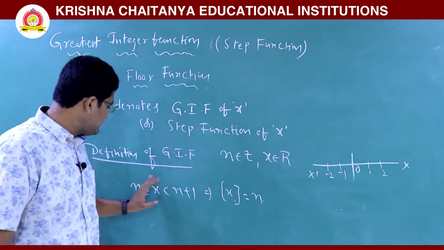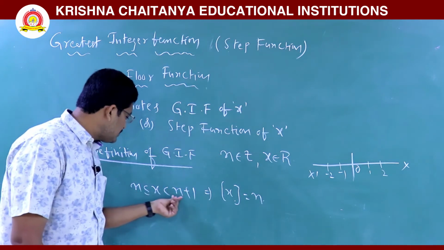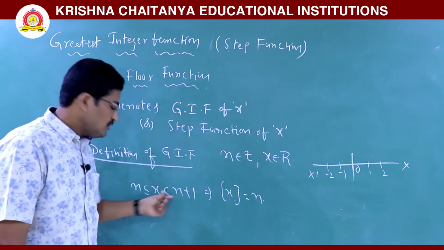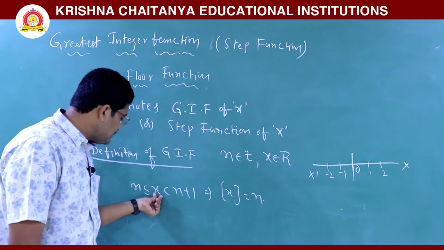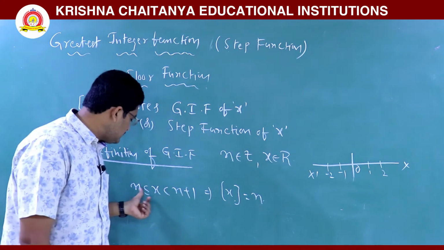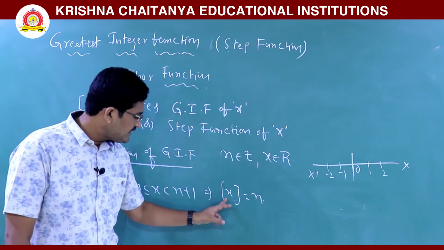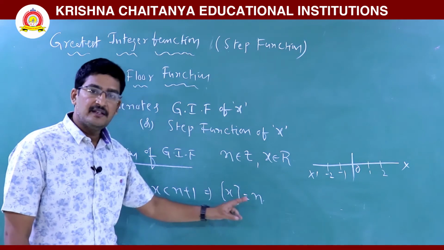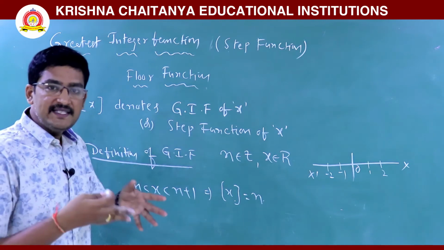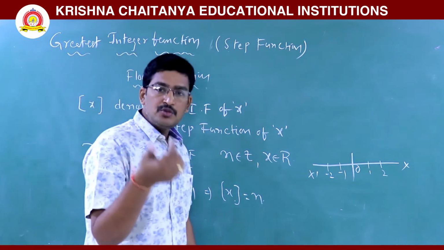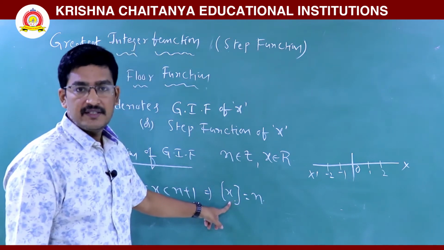This real value lies between two consecutive integers, n and n plus 1. What is the least of these two? n. So if this x value lies between n and n plus 1, then the greatest integer function of x, the floor function of x, the step function of x is equal to n, which is the least among these two. That n is the answer for the floor function of x.